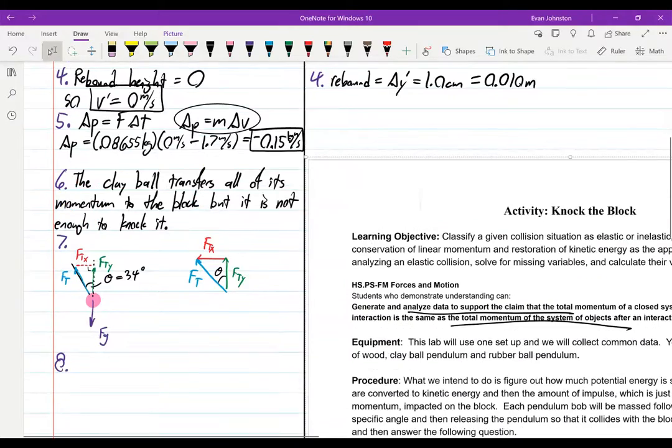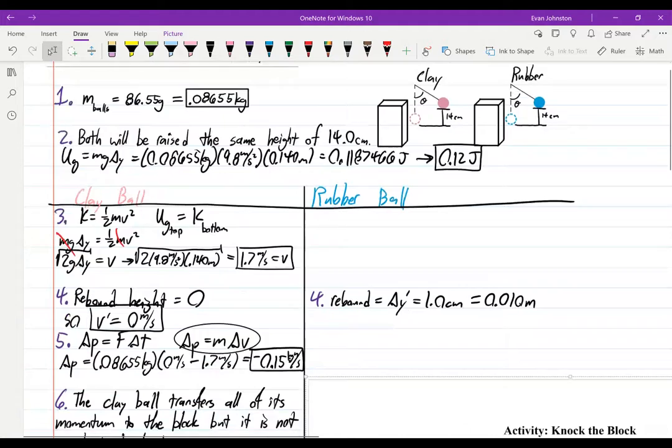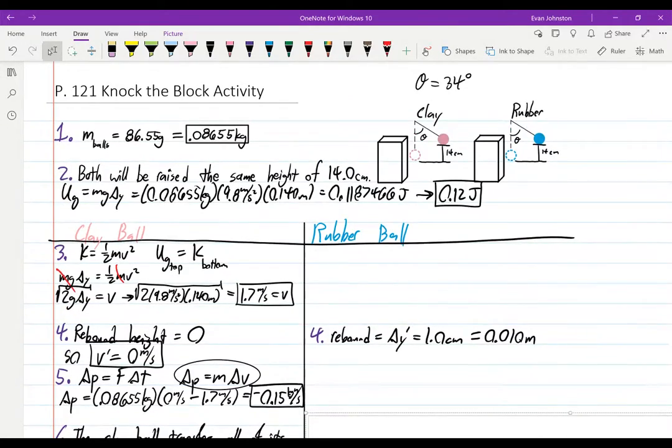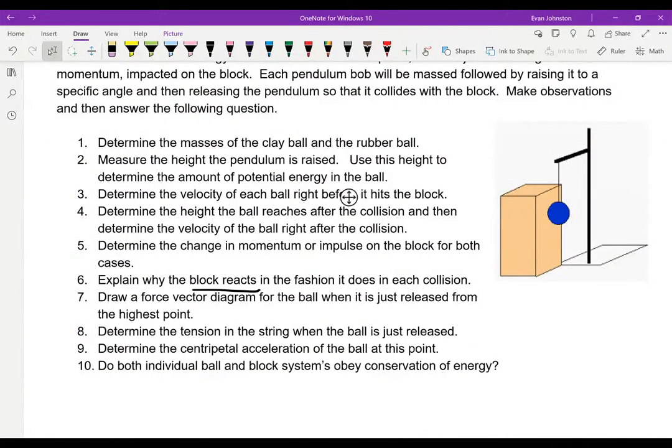Hey everyone, this is a quick video going through the knock the block activity, recapping and finishing it up for the clay ball so that you hopefully can do the same for the rubber ball. Now, just as a recap, we have these 10 questions it's asking us to do, and we're going through and doing each of these for both of the balls.